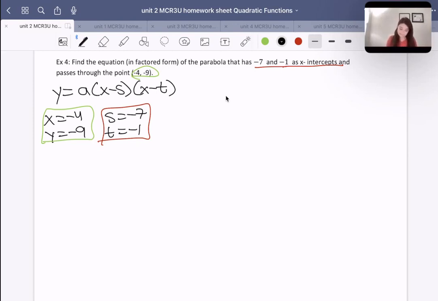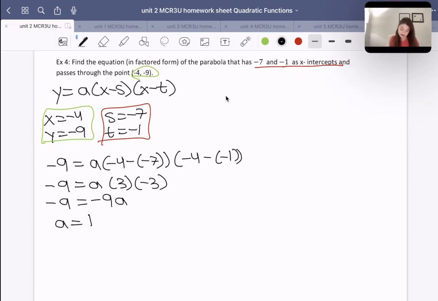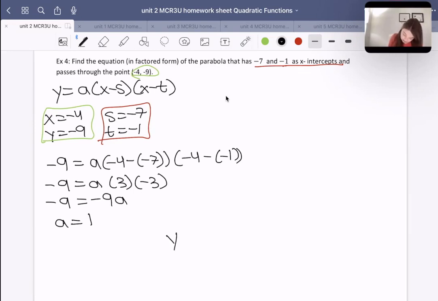So let's do that. So y, which is negative 9, is equal to a times negative 4 minus negative 7, times negative 4 minus negative 1. So negative 9 equals a times 3 times negative 3. So negative 9 equals negative 9a. So a equals 1. Alrighty, so therefore, the equation is y equals x plus 7, x plus 1, right?